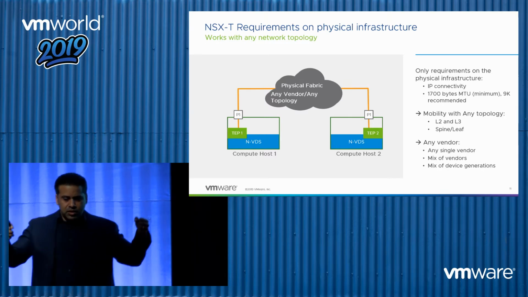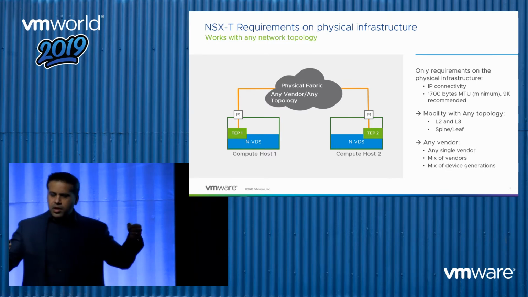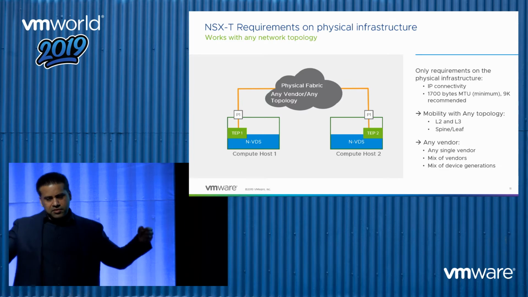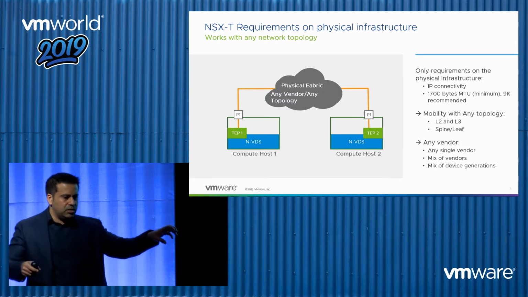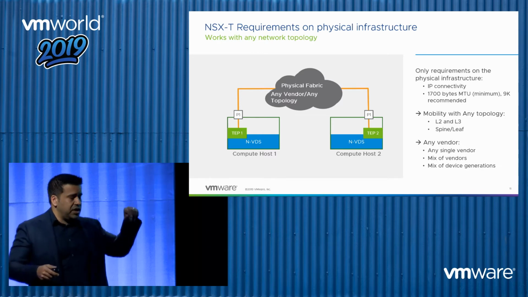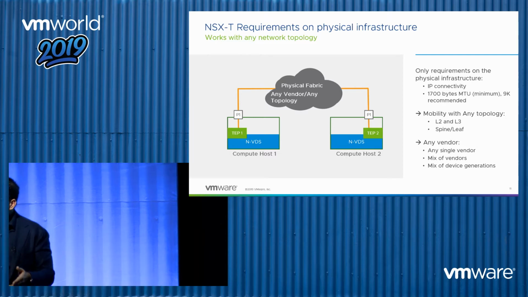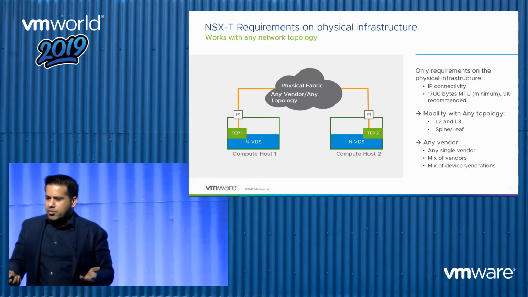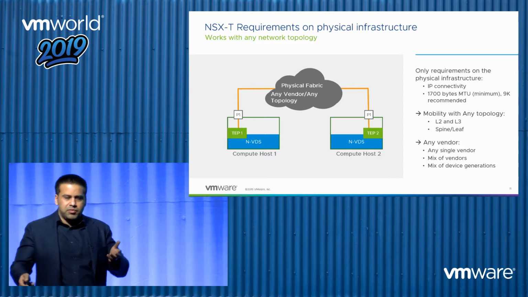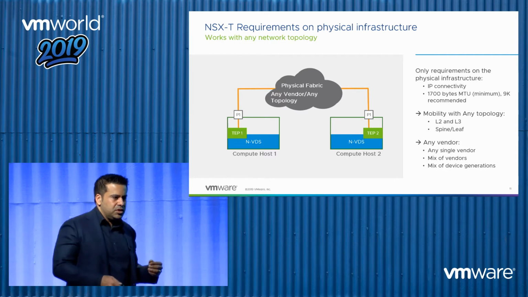All we need is tunnel endpoint to tunnel endpoint connectivity and an MTU of 1700, because we are encapsulating those packets in overlay. So we need that MTU of 1700 bytes. We recommend that when you're doing this change, you might as well just do a jumbo frame. Do a 9000 MTU so that you don't have to go and change every other switch after that.